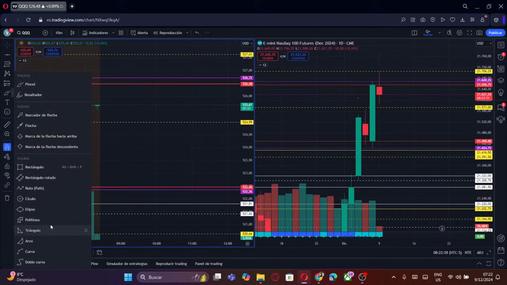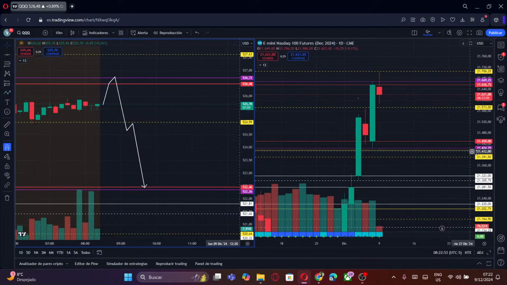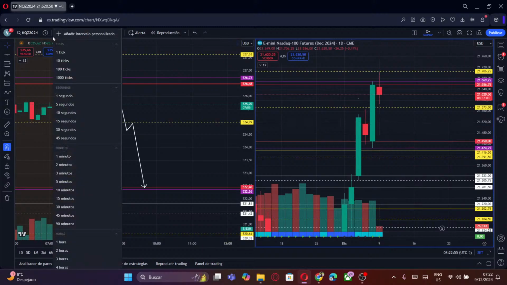And I will define. I'm expecting the guy to come here, touch the red line, could go also to the purple and reject, go to these yellow dots, expecting continuation down to my next red line. That's what I'm expecting.